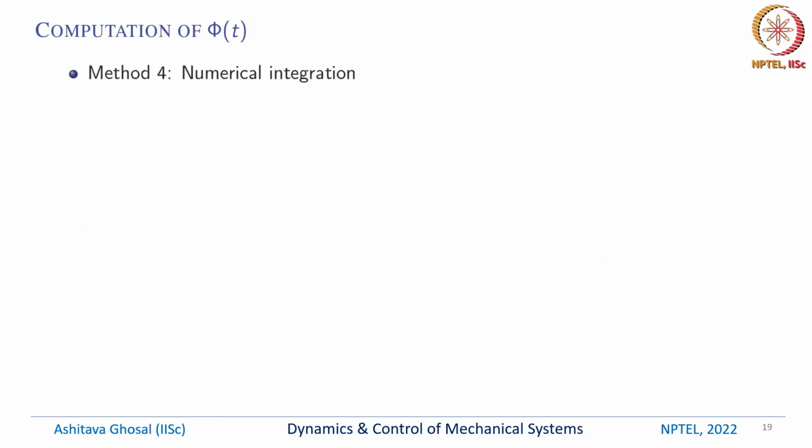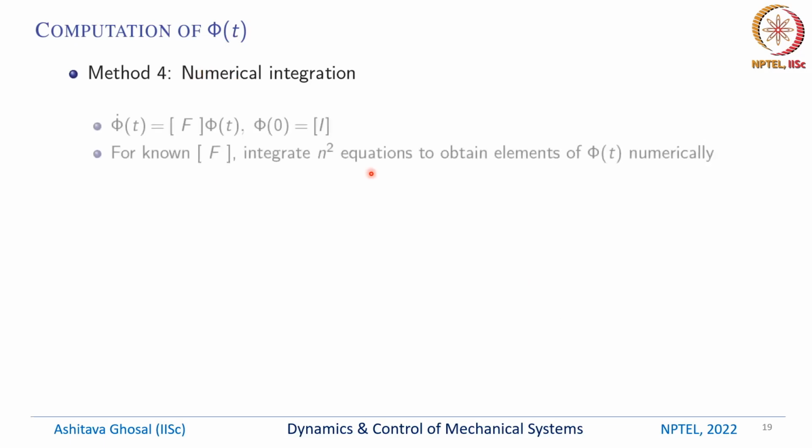The last one which I am going to discuss is a purely numerical approach to obtain the state transition matrix. This is by numerical integration. The reasoning is the following. We know e to the power ft is phi. Now if you take the derivative of phi, phi dot, what is the derivative of this matrix? Derivative of each term in the matrix. You will get f into phi of t.